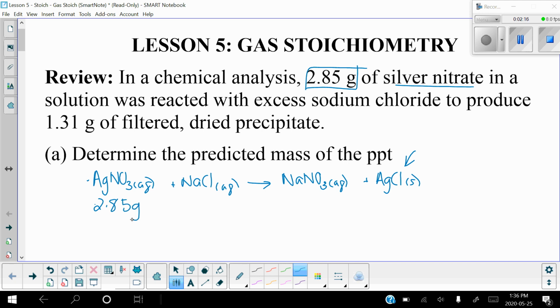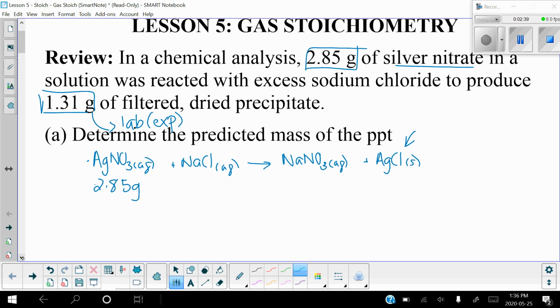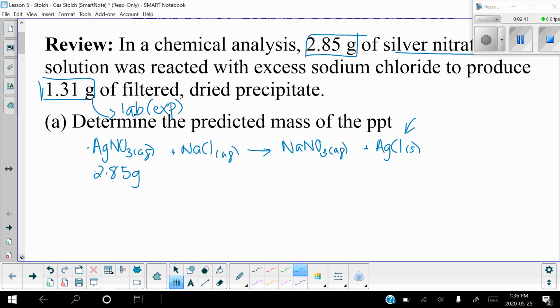And it produced 1.31 grams of filtered precipitate. Now ask yourself, is that calculated or is that my experimental? This here is actually from my experiment. It's from the lab. So this is my experimental. We don't need that value right now. Part A says determine the predicted mass of the precipitate. So we are actually looking for the mass of our precipitate.